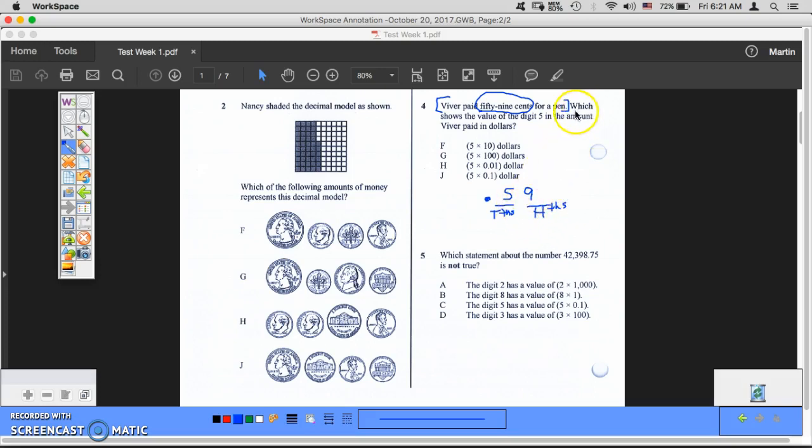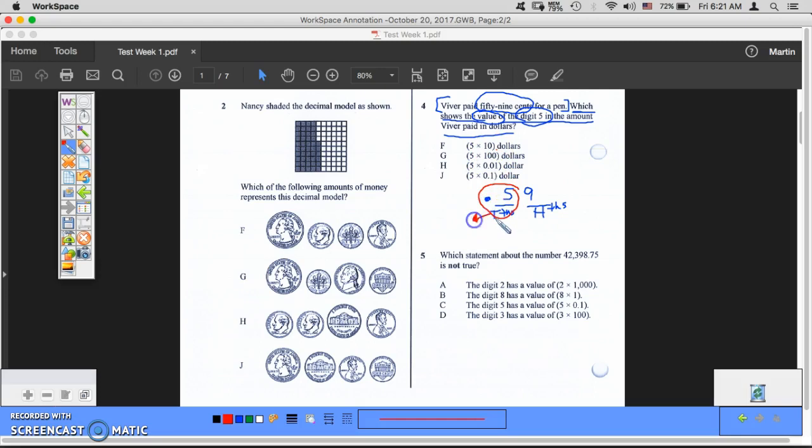Now what I'm going to do is finish my question. I'm going to underline where it says which. Which shows the value of the digit 5 in the amount the Viber paid in dollars. So I want to know the value of the digit 5 that she paid in dollars. So from here, go ahead and circle your 5 digit, and you see how you're going to put it in expanded form? So you do this in expanded form first, and then look at your answer.